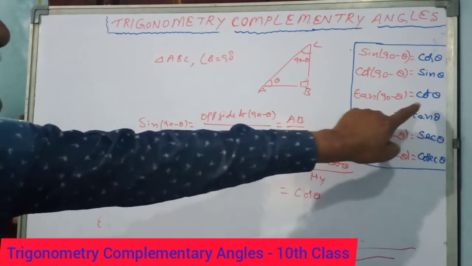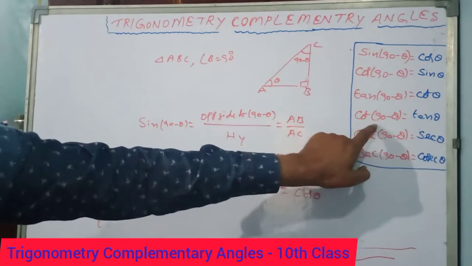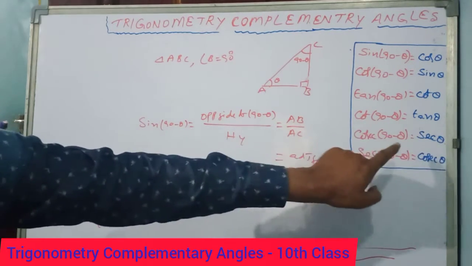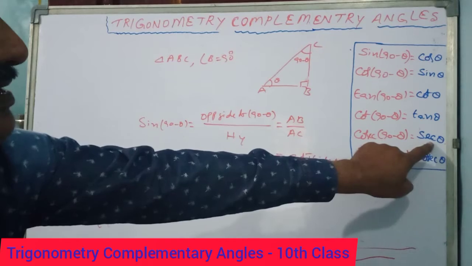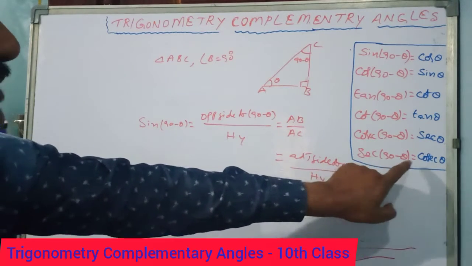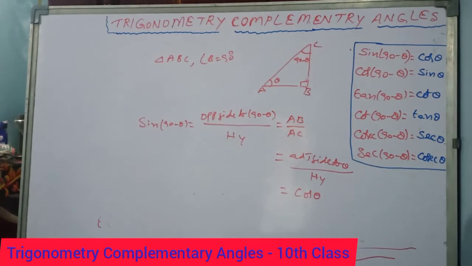Tan of 90 minus theta equal to cot theta. Cot of 90 minus theta equal to tan theta. Cosecant of 90 minus theta equal to secant theta. Secant of 90 minus theta equal to cosecant theta.